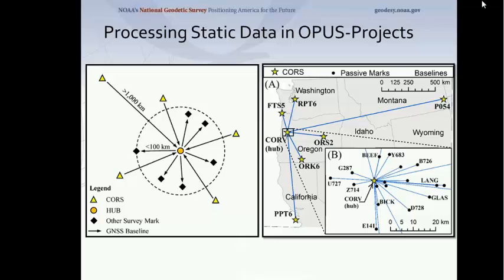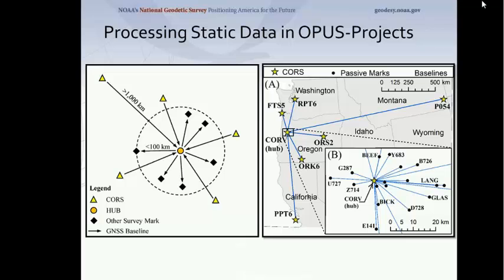In such a network design, you take one active station near the middle of your session and designate it as the hub, depicted as an orange circle on this diagram. Then you add data from numerous CORS and process all baselines from the hub to all the other marks in the session. We did that for every session in our survey, and the figure on the right shows in blue the baselines processed from our hub, which we used as CORS, to some nearby CORS in Oregon and Washington.